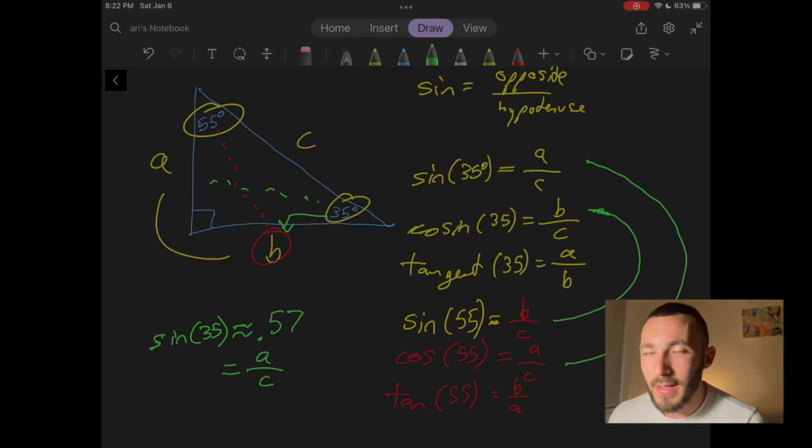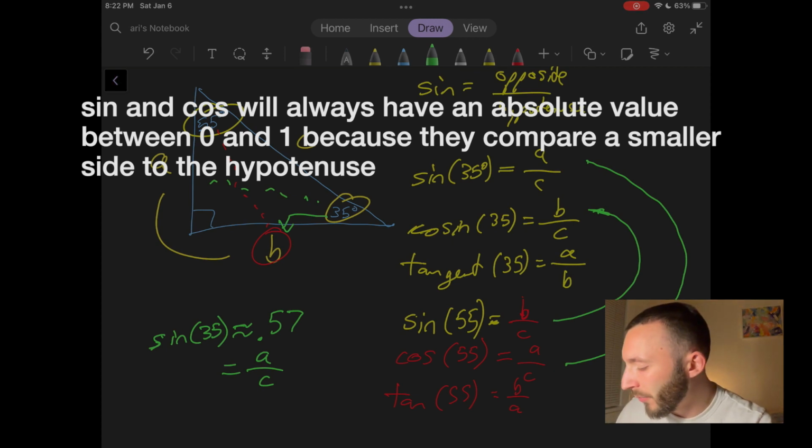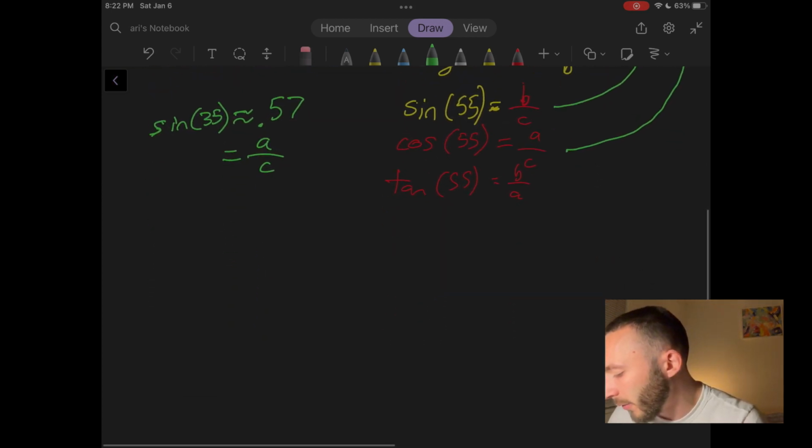So that means that A over C, the opposite side divided by the hypotenuse, is going to be around 0.57. Another way of saying that is that the opposite side, A, is going to be about 57% of the hypotenuse. So it's going to be a little bit more than half the size of the hypotenuse. And that's going to be true no matter how big or small this triangle is. So let me scroll down and kind of illustrate that point real quick.